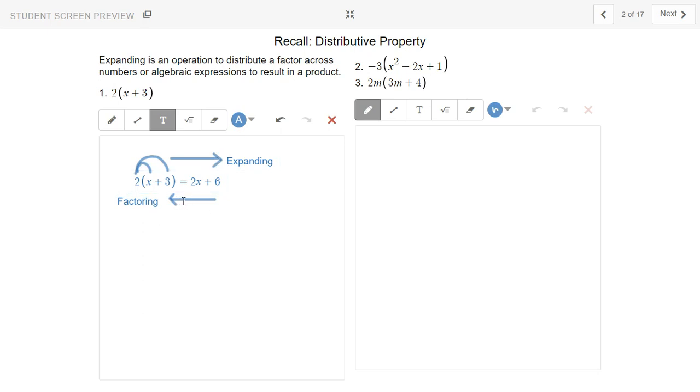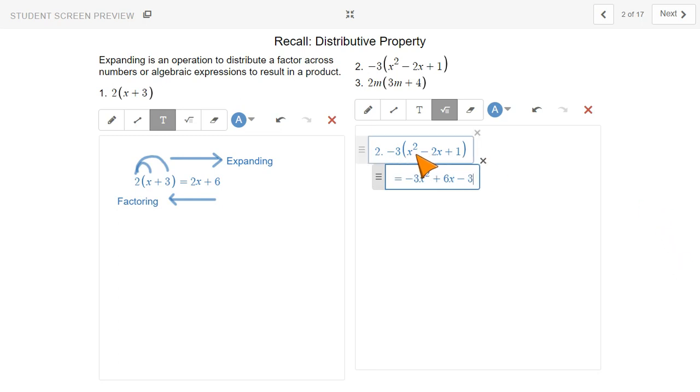Now, before we get to the factoring, I want to make sure that we are all good with the expanding. Great, so example number 2, we have negative 3 times x squared minus 2x plus 1. We're going to take the negative 3 and expand it by multiplying every term inside the bracket. So I have negative 3x squared plus 6x minus 3. The two negatives become a positive. Then my negative and positive becomes a negative.